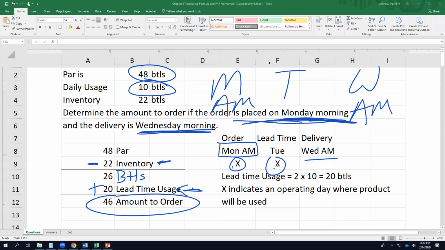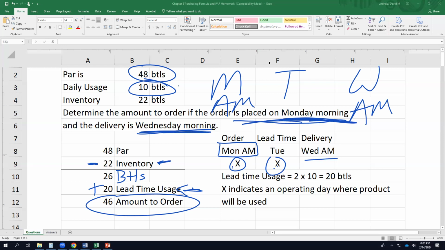But sometimes they'll make an order in the morning and it's not delivered till the next day. Well, I still have to use product during that day. My business is still open. So then my lead time usage would be 1, and that would multiply by whatever our daily usage is. Questions, comments, concerns about that? Let's do another example.